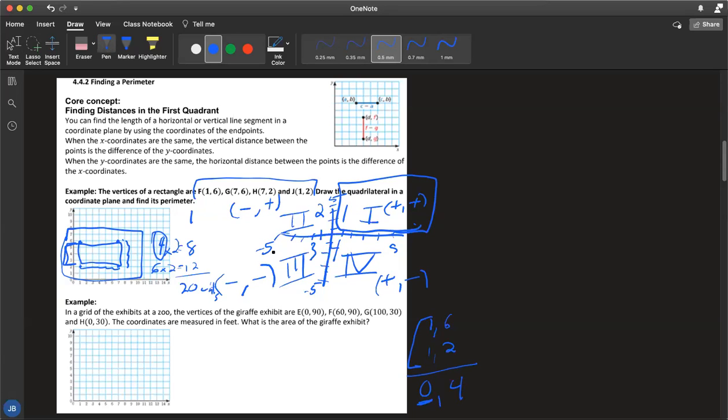Then we can look at 1, 6 and 7, 6. So we can't subtract 1 from 7, but we can subtract 7 from 1, and we get 6.